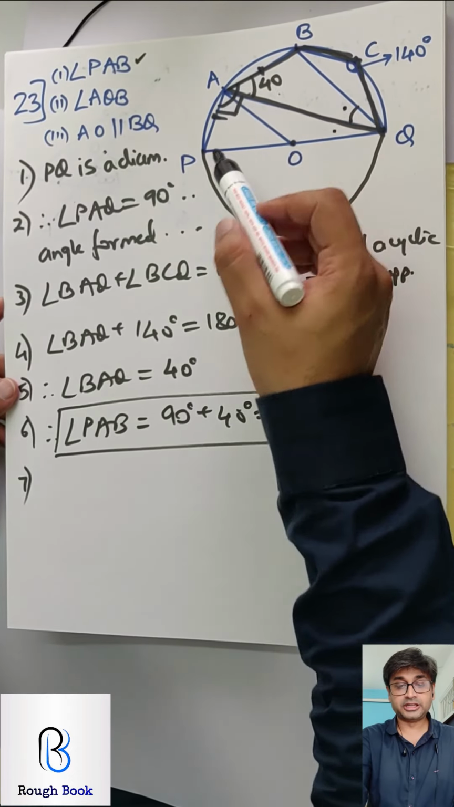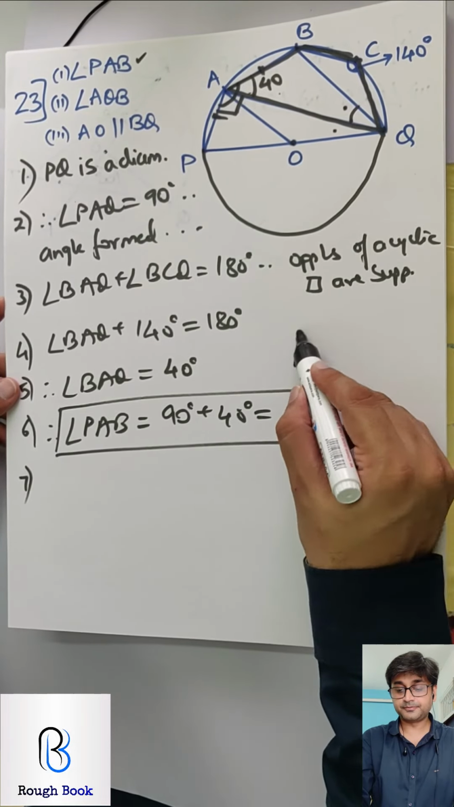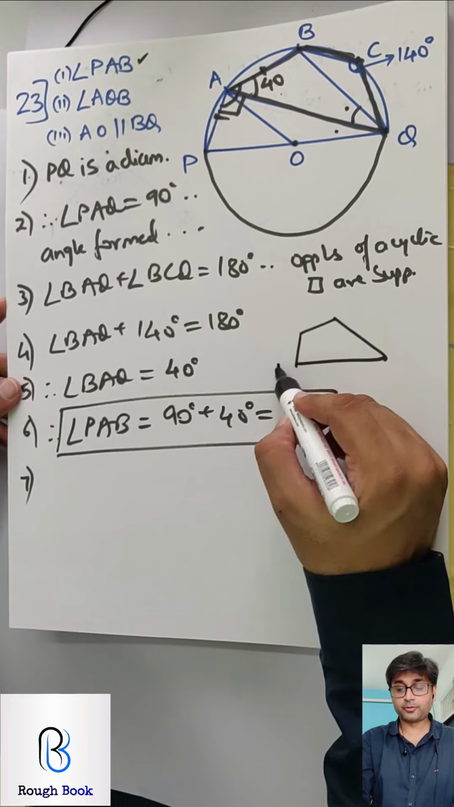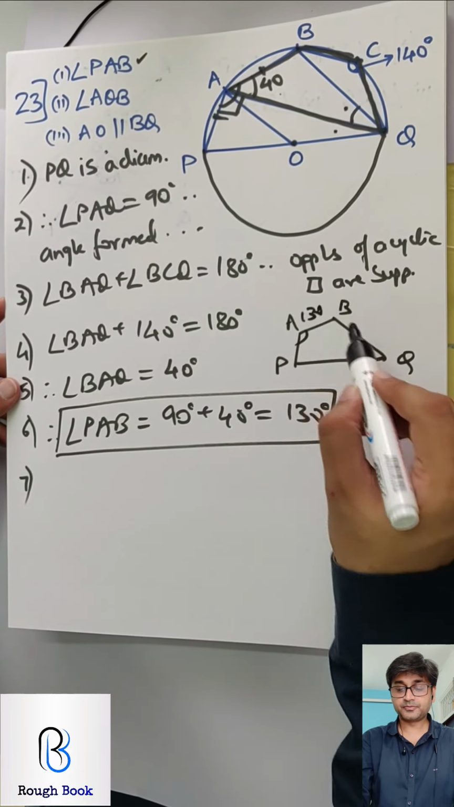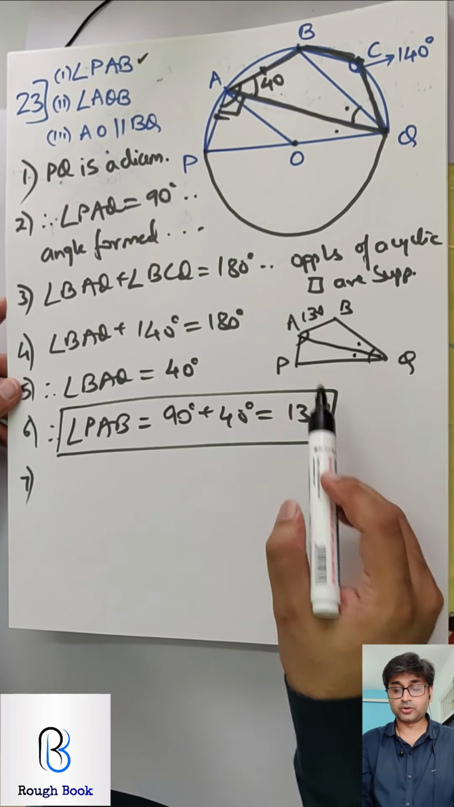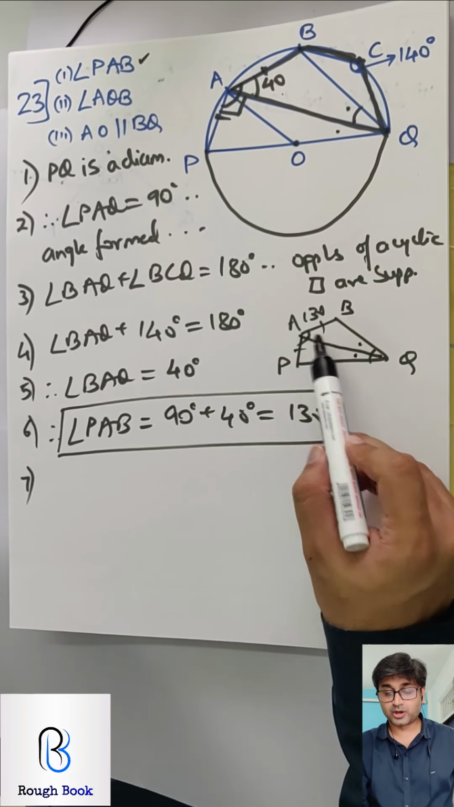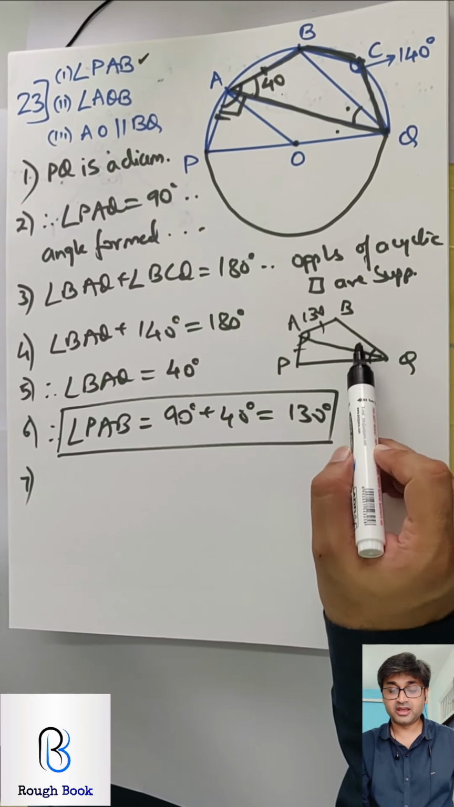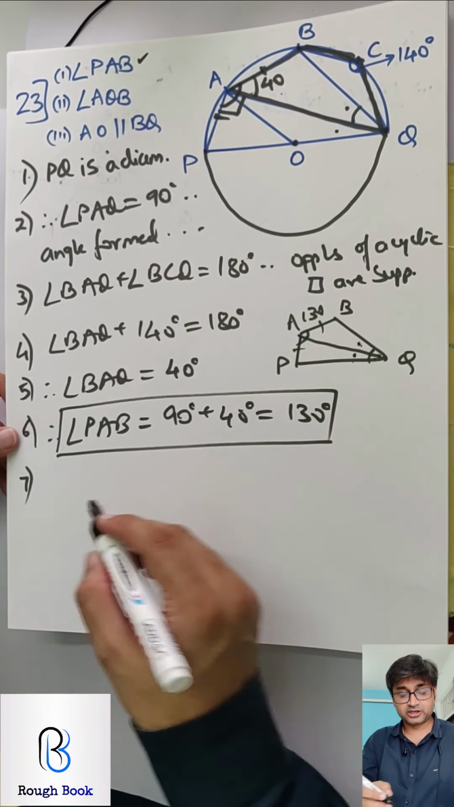This full is 130. Can I take PABQ as a cyclic quadrilateral? See, all 4 points on the circle, correct? This is 130, so I will get this. Then I will say both angles are equal because chords are equal, so each will be 25 because 130, so 50 and then 25. So I will get AQB as 25. So come on, let's write AQB.